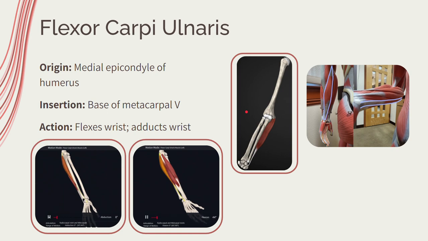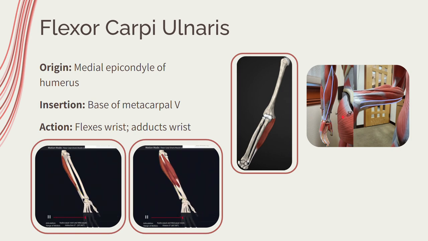Okay, next we have the flexor carpi ulnaris. Its origin is on the medial epicondyle of the humerus. Pretty much for the flexors, all of their origins are on the medial epicondyle of the humerus, and its insertion would be on the base of metacarpal 5. So it would be on the pinky. We know the pinky is metacarpal 5. As you can see here, it goes right there, so that'd be metacarpal 5.